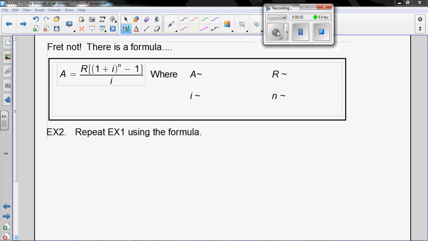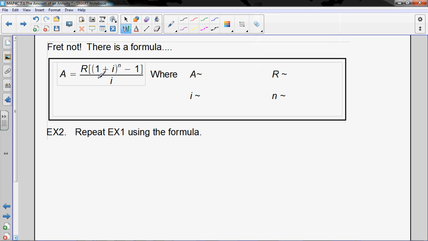All right, back with part 2, formula time. And there's the big long formula. There's some parts here that we recognize. Remember, A is the amount at the end. I is the interest rate per period. Same thing as in the compound interest formula.